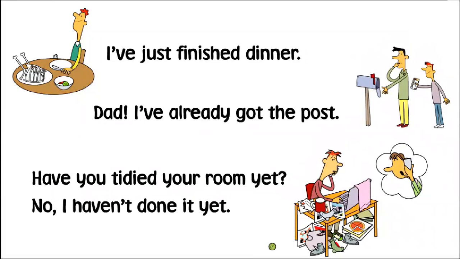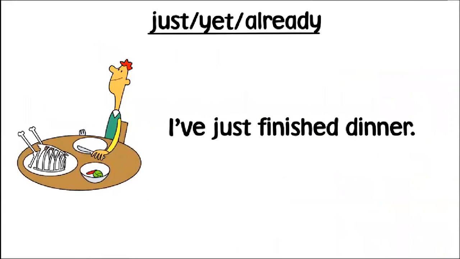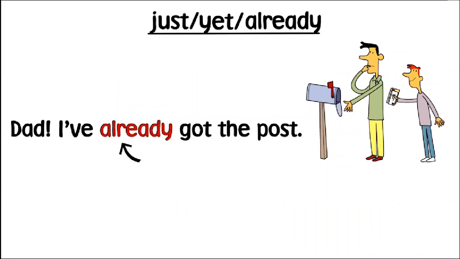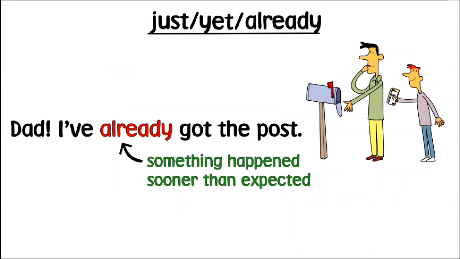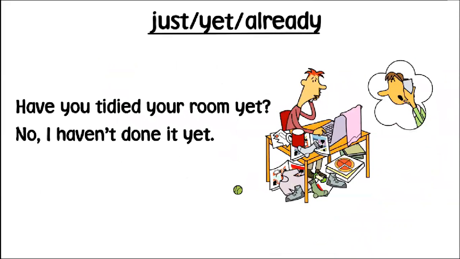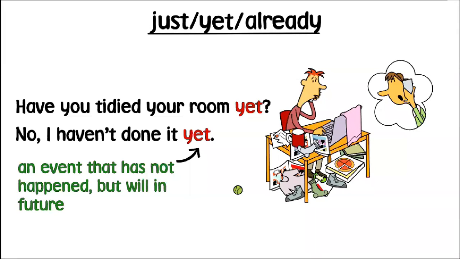We use the present perfect with just, yet, and already to talk about recent news and events. We use just to talk about a very recent event. We use already to say something happened sooner than we expected. We use yet to talk about an event that has not happened, but we expect it to happen in the future.